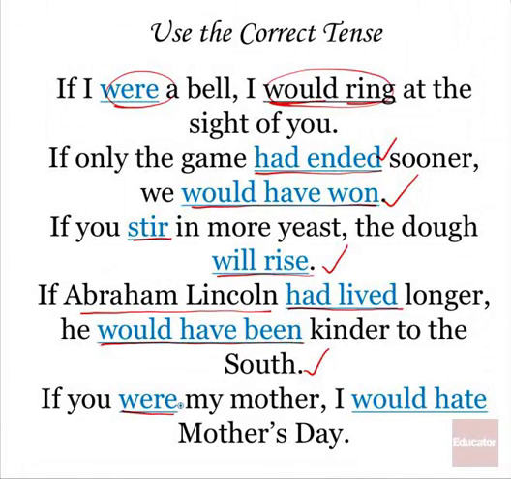If you were my mother, I would hate Mother's Day. Remember that were in the subjunctive mood. All right? So we're talking about something contrary to fact. The person you're addressing presumably is not your mother. So if you were my mother, I would hate, there's that would again, Mother's Day.